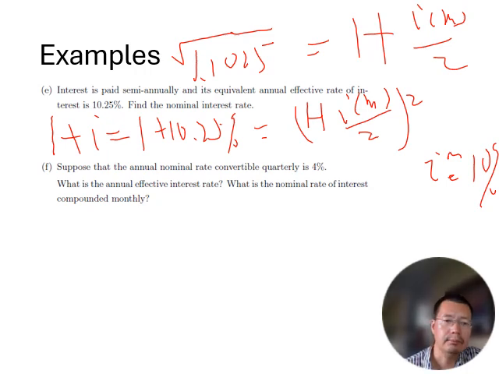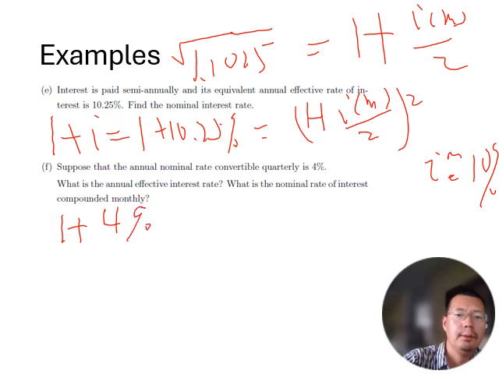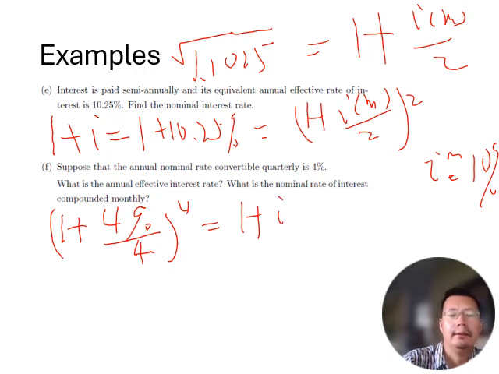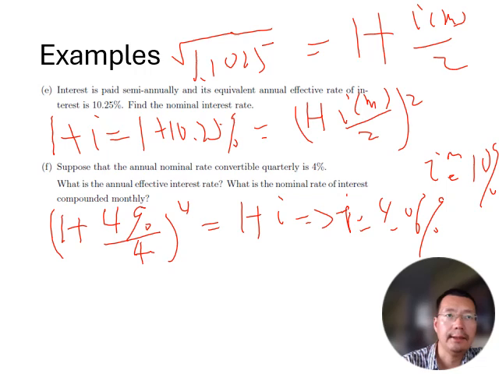Okay, the second example. Suppose that the annual nominal rate convertible quarterly is 4%. What's the annual effective interest rate? And what's the nominal rate of interest compounded monthly? So the first question is still very similar to what we did. It's 4%, but it's compounded quarterly. So the effective rate would be this, and this would be 1 plus i. Here you can get i is equal to 4.06%.